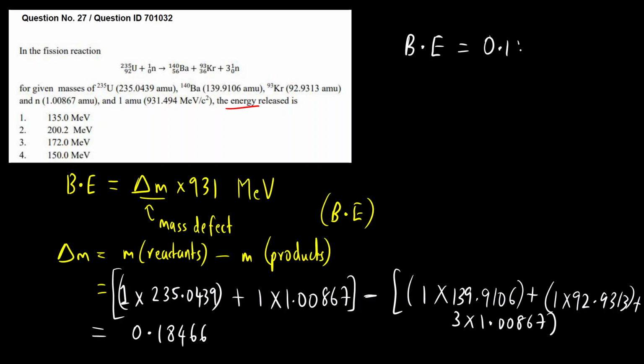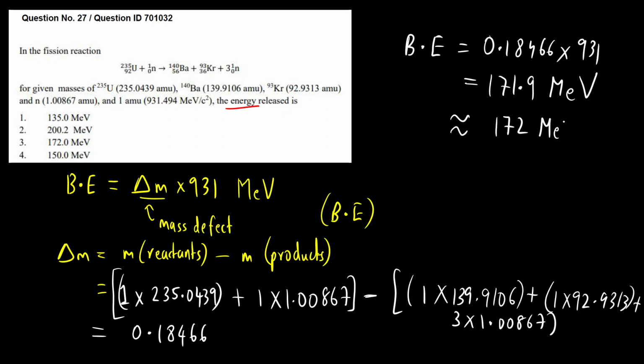Okay, so what will be the energy of binding energy value? Delta M, 0.18466 into 931. The answer comes out to be 171.9 mega electron volt. This you can round off to 172 mega electron volt. So the correct answer is option 3.